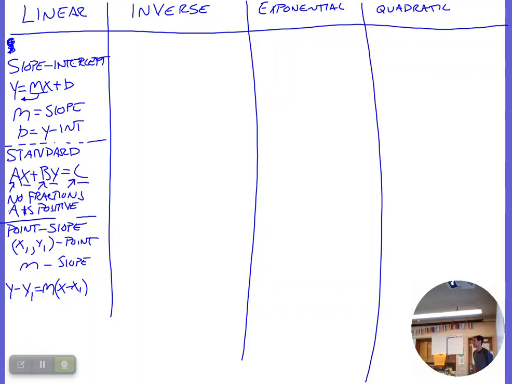Inverse equations are pretty straightforward. They simply are x times y equals a constant, or you have y is equal to that same constant divided by x. So if you have x in a denominator, it is going to be inverse. Simple.